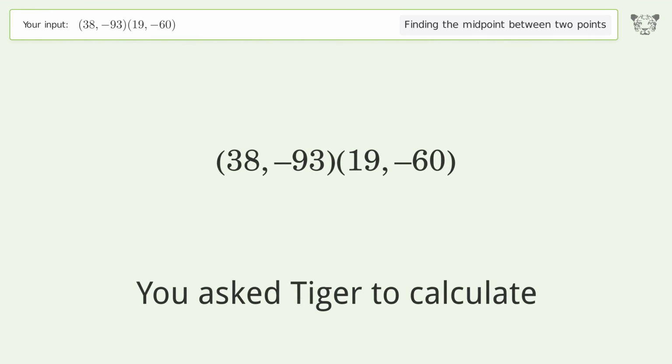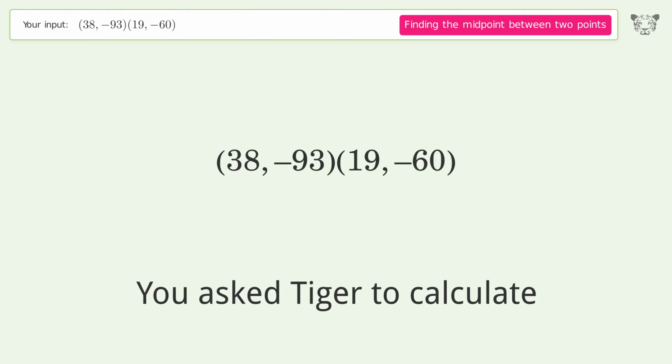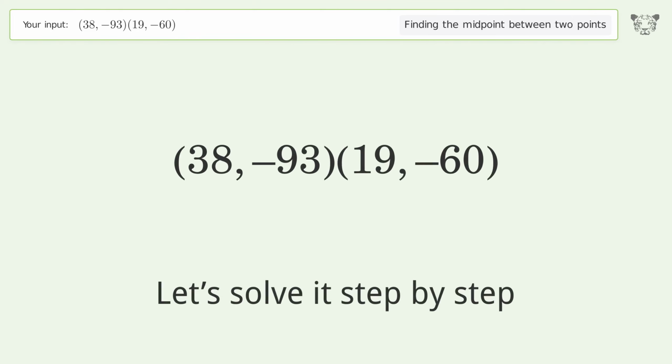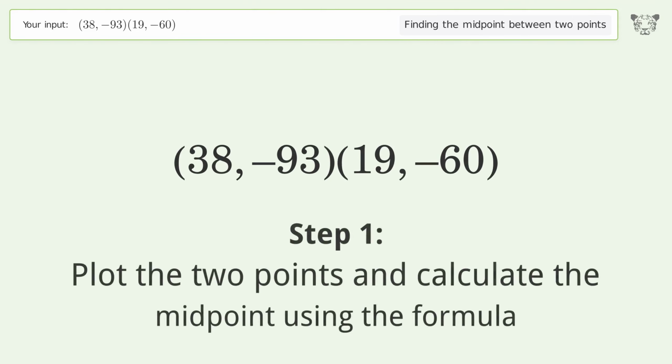You ask Tiger to calculate. This deals with finding the midpoint between 2 points. The midpoint between the 2 points is 28.5, negative 76.5. Let's solve it step by step. Plot the 2 points and calculate the midpoint using the formula.